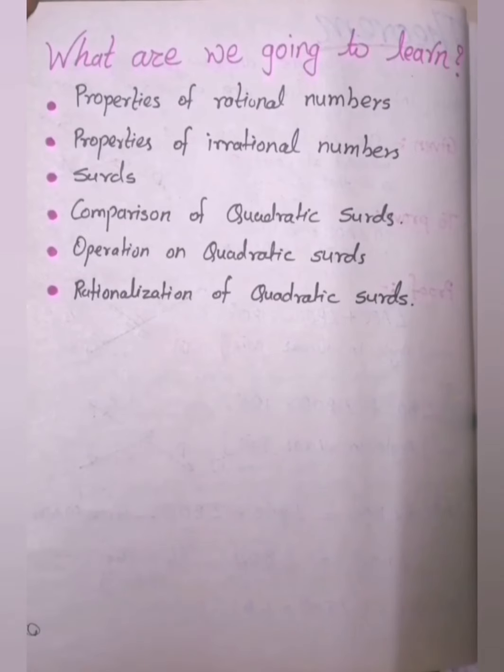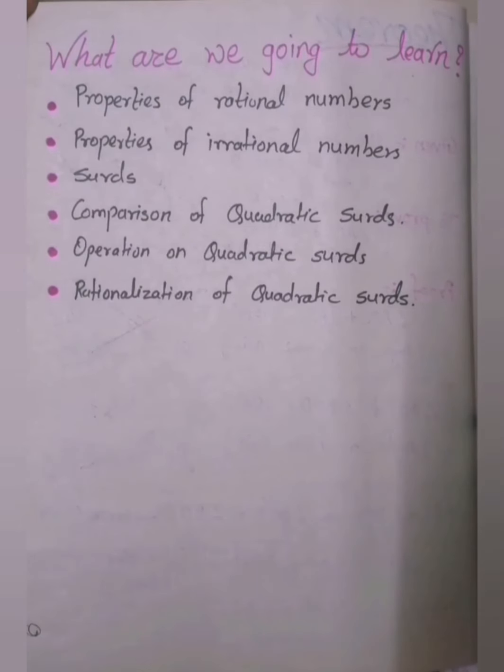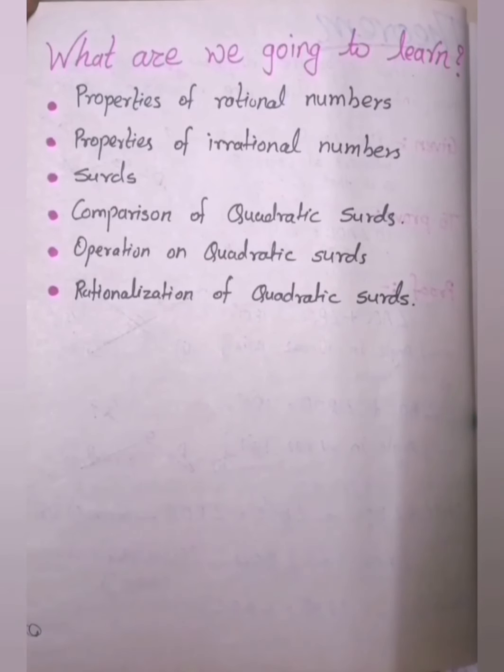So students, these are the topics which we cover in this chapter. The first topic is properties of natural numbers. Second, properties of irrational numbers. Third is surds. Fourth, comparison of quadratic surds. Fifth, operation on quadratic surds, and the last one is rationalization of quadratic surds. So these are the topics which we cover in this lesson.